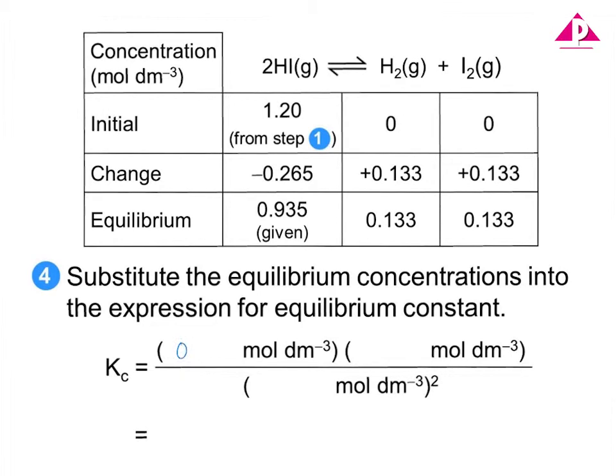Finally, substitute the equilibrium concentrations into the expression for the equilibrium constant. We get the value of 0.0202. Note that the equilibrium constant in this example has no unit. This is because the sum of the powers of the numerator is 2 and that of the denominator is also 2. The concentration units cancel out in the expression of equilibrium constant.